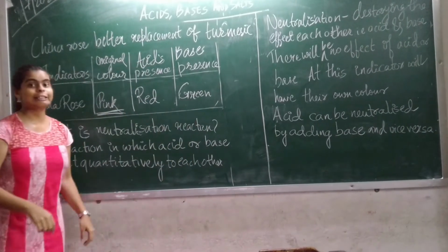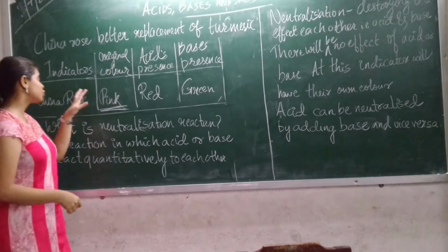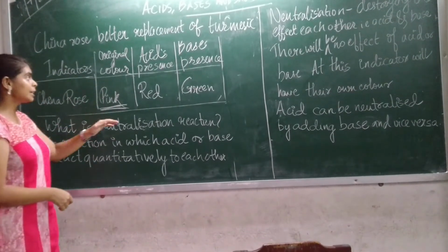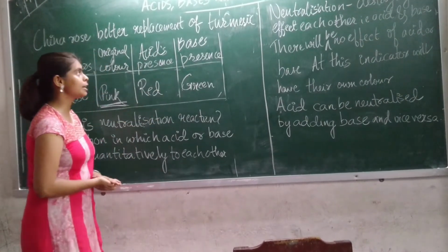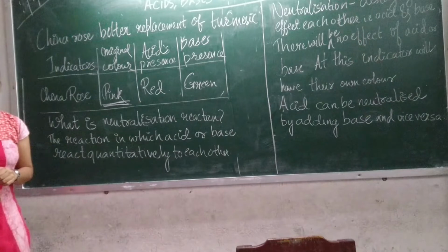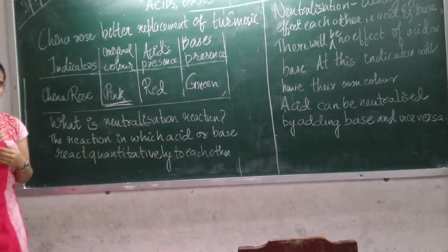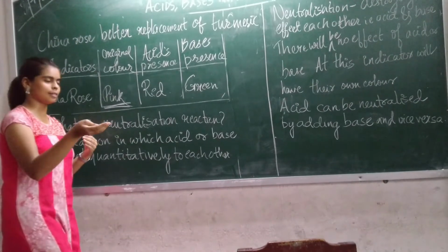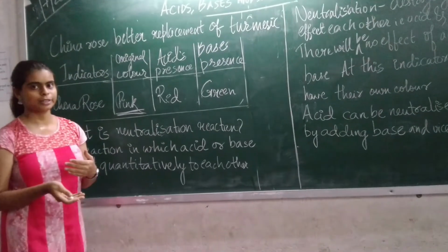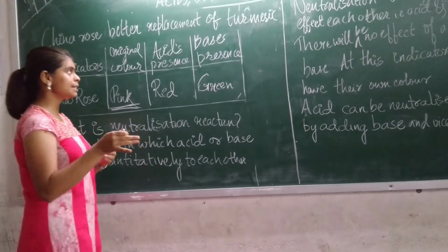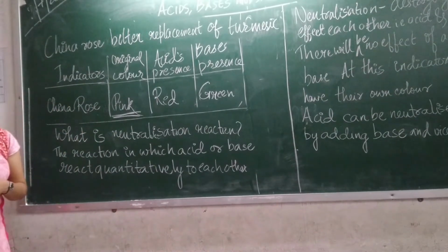So now we can tell that China rose is a better indicator. We can easily identify: China rose has its own color pink, but in presence of acid it changes to red, and in presence of base it changes to green, which turmeric could not. Turmeric could not change its color in presence of acid. Since the turmeric indicator is yellow in color, and upon acid also it shows yellow color, we cannot identify that. So for better understanding, we can use China rose as an indicator.